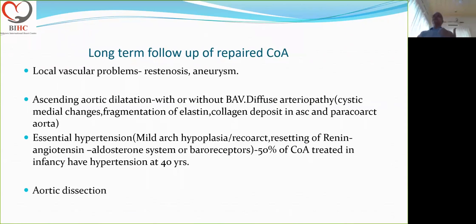This is particularly likely if there is a bicuspid aortic valve, because they tend to have a diffuse arteriopathy with abnormal structural changes in the ascending aorta. So when you are following up a coarctation or bicuspid aortic valve patient, we specifically look for ascending aortic enlargement.